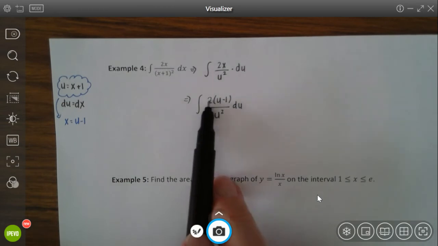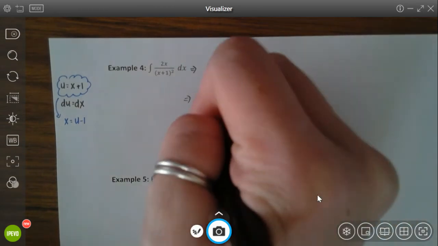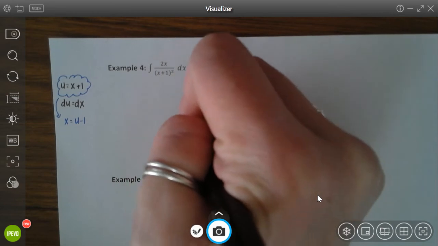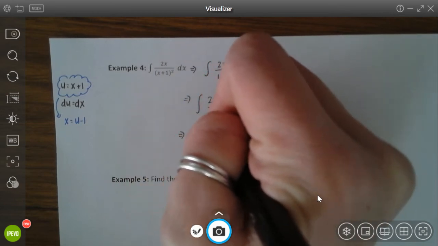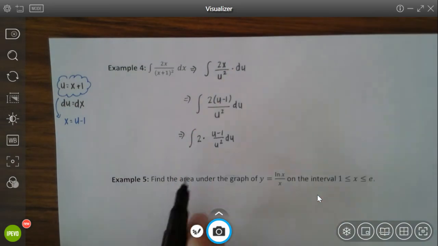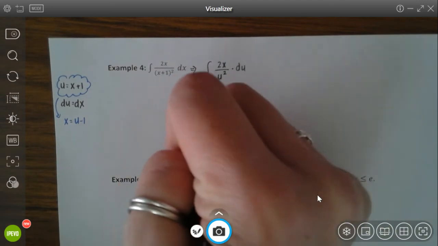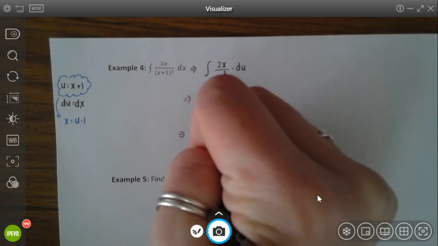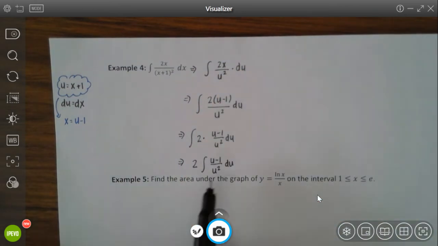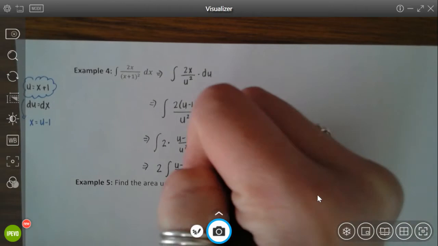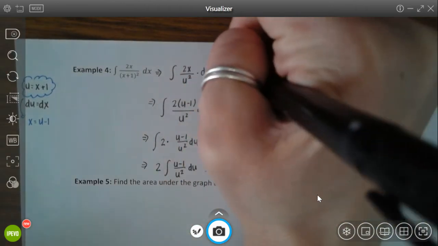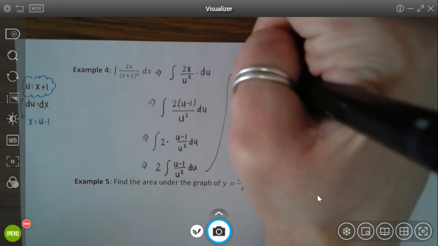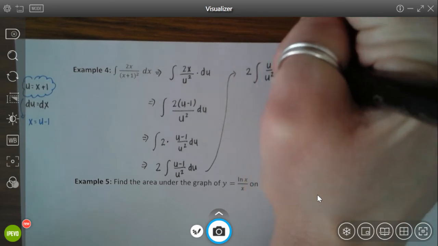I could distribute this 2 out, but I could also think about it as a constant, because we could also write this as 2 times u minus 1 over u squared du. And I can pull that on the outside of the integral, which is probably going to make my life a little bit easier. So at this point, I'm going to manipulate this a little bit algebraically, and split this up into 2 fractions on the inside of my integral. So 2 times the integral of u over u squared, minus 1 over u squared du.